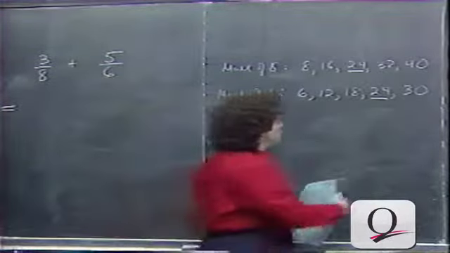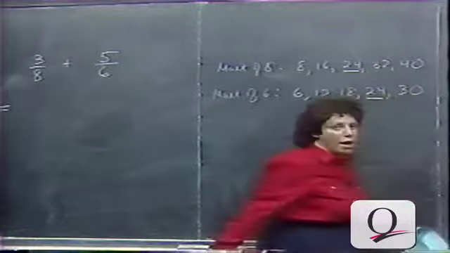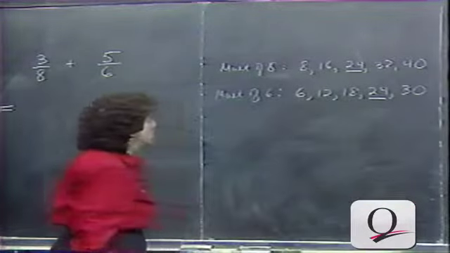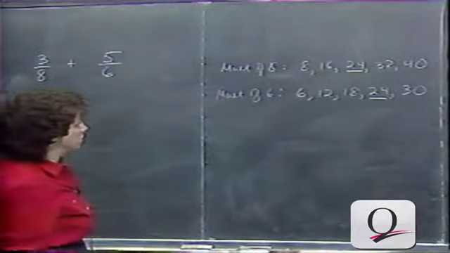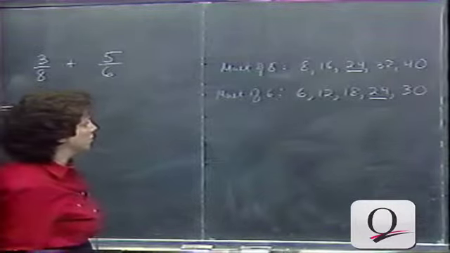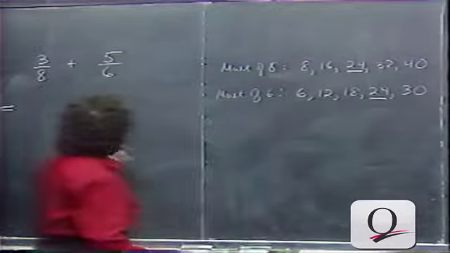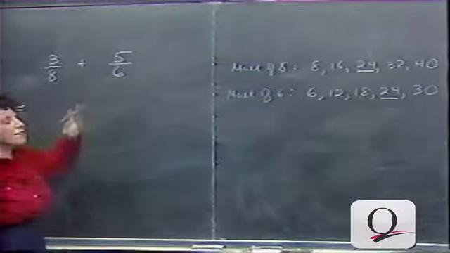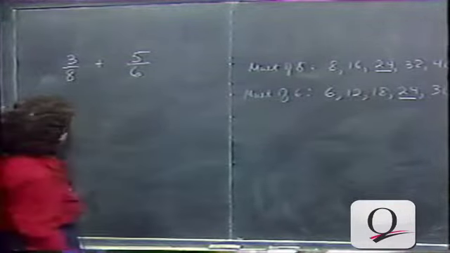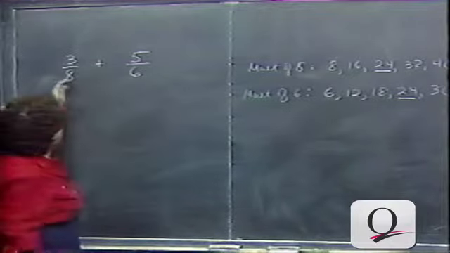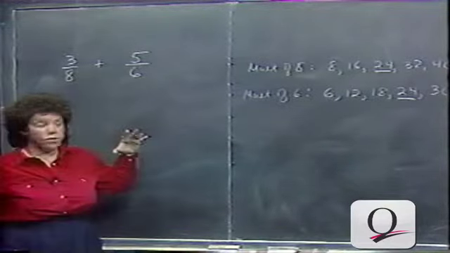Okay, if we were to continue on, we will find other common multiples. But we're looking for the smallest of these, the least common multiple. In this case, it's 24. 48 is also a common multiple, but it's not the smallest. Okay, now it's not a catastrophe if you decide to combine over 48. 8 goes into 48, and 6 goes into 48.